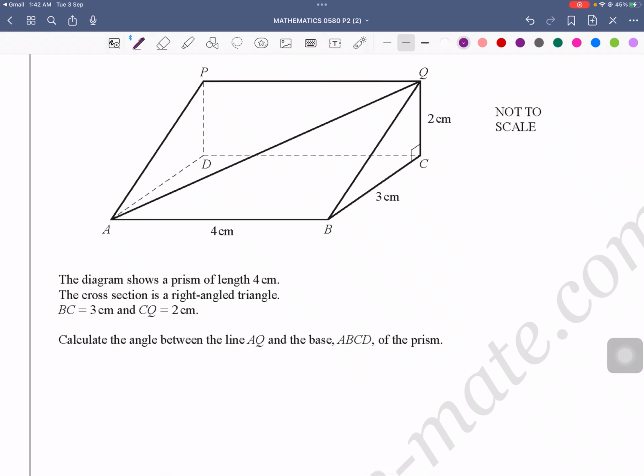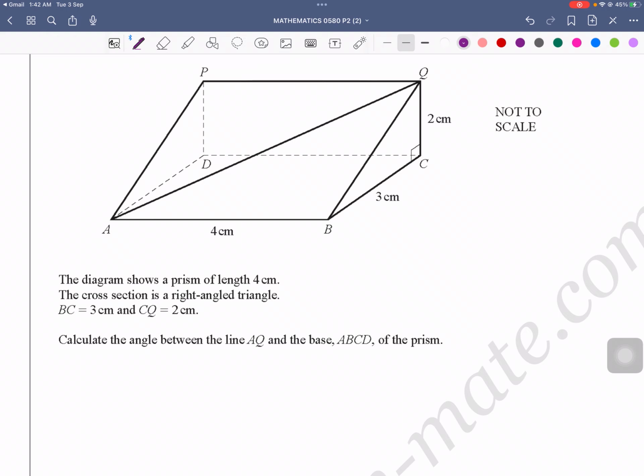This is a prism. The prism has length 4, right? The prism forms a right angle, and the cross section is also a right angle triangle. So both PAQ and ABQ are also right angle triangles along with the middle. I hope that's what the question is trying to say. BC is 3, CQ is 2, and they're trying to find the angle between the line AQ and the base of the prism, right?